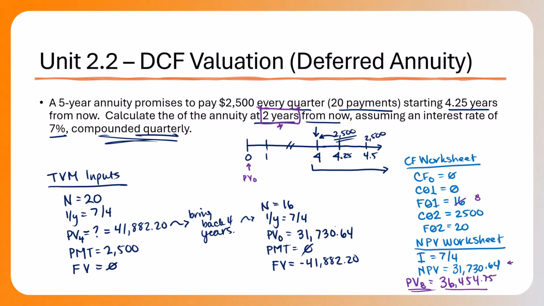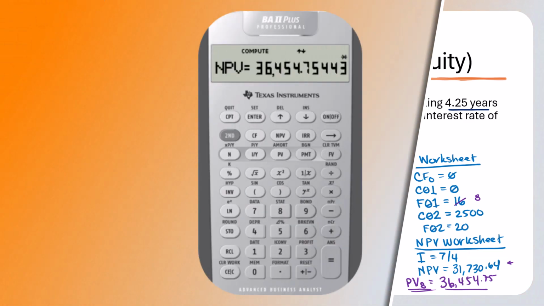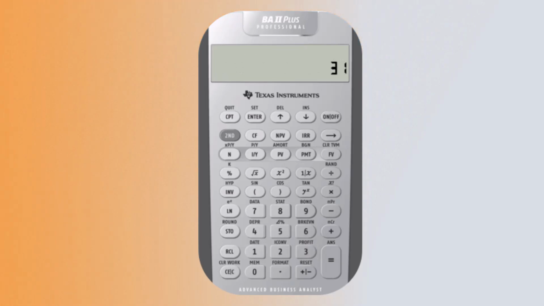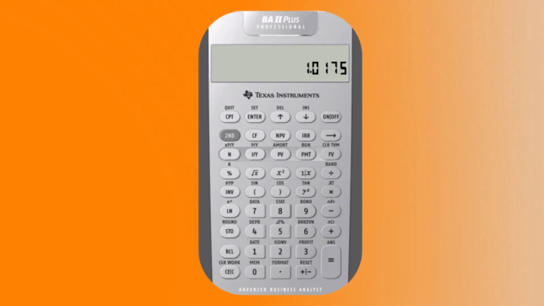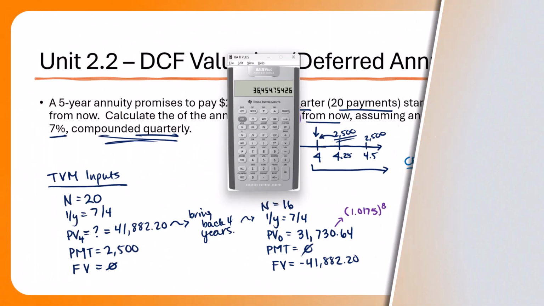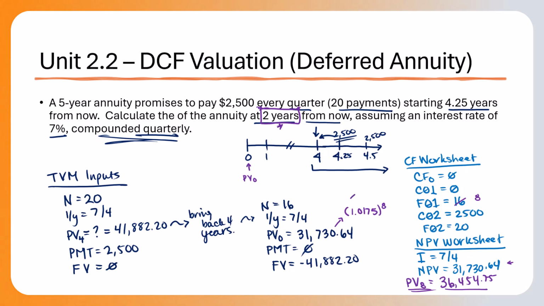The alternative is we could send this one to the future by multiplying it by 1.0175 raised to the 8. We should get the exact same answer. Let's go ahead and go back to our financial calculator. If I take the original present value that we found using our time value of money inputs and multiply that by 1.0175 raised to the 8, you can see that I do in fact find the exact same answer, and that is the correct answer to this question.